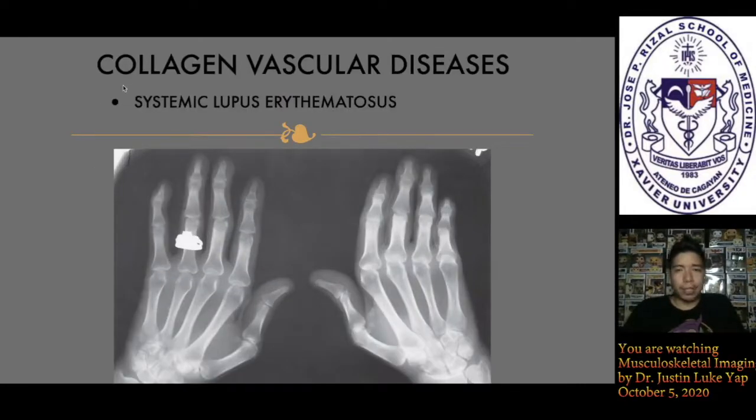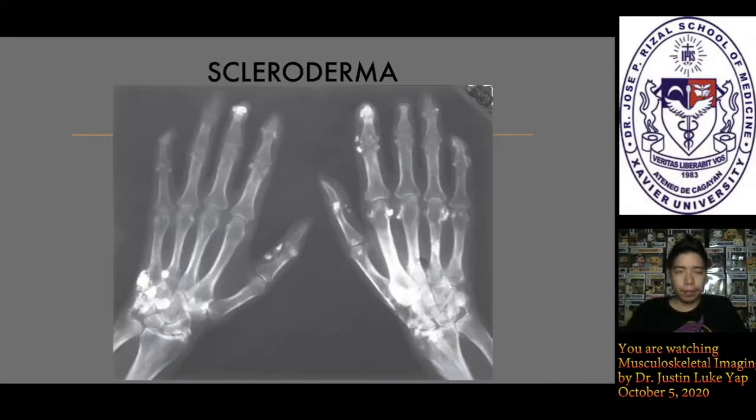For collagen vascular diseases, first we look at SLE. In SLE, what we see is soft tissue wasting and osteoporosis, as seen in this patient. Aside from that, you also have ulnar deviation of the phalanges. So these are the hallmarks of SLE. For scleroderma, again, we have soft tissue wasting and osteoporosis, and there are some scattered calcifications in both hands.